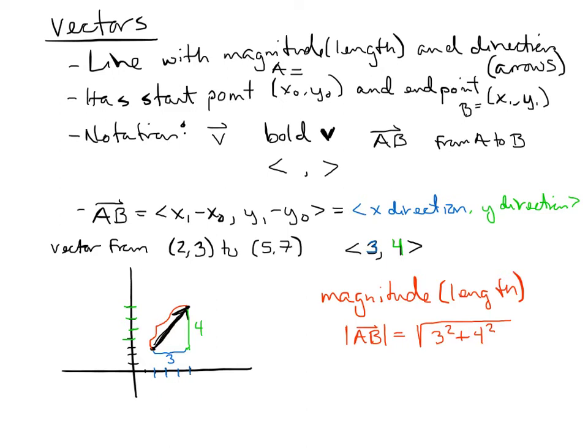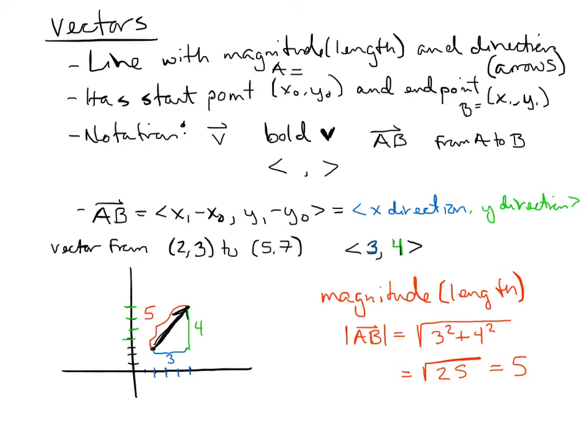So magnitude is always going to be just from the Pythagorean theorem. In this case, it's going to be 16 plus 9, that's 25. So that length would be 5. We could find how long that is.